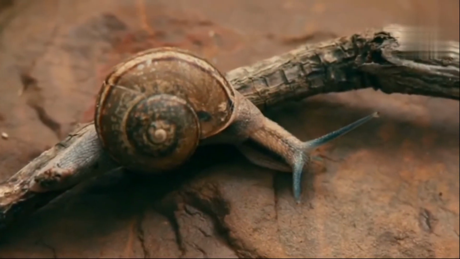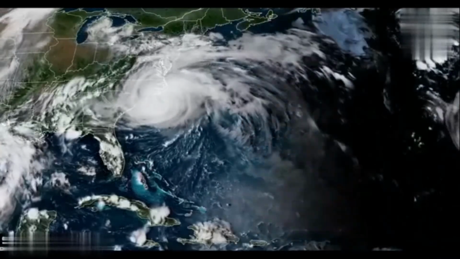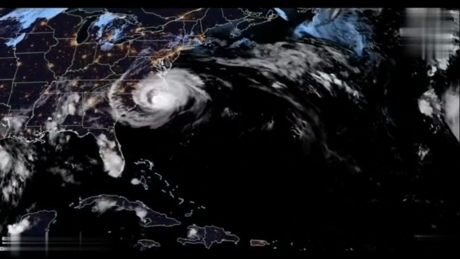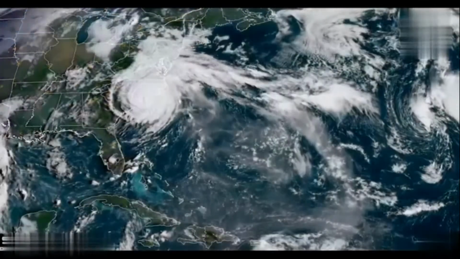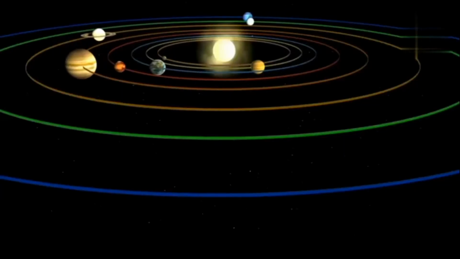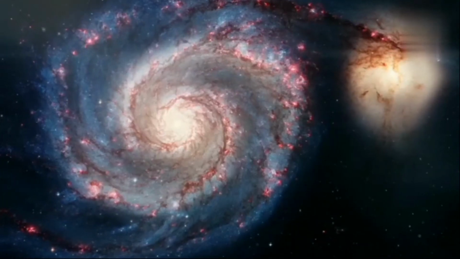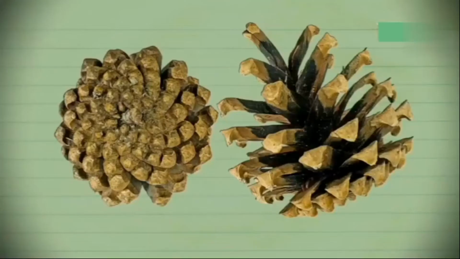But we don't just see this golden ratio on a small scale. We can also see it in the spirals of our storms, hurricanes, and so on. These all spin in the golden sequence 1 to 1.6. And from the alignments of planets to the spirals of our Milky Way galaxy, we can see this golden spiral.